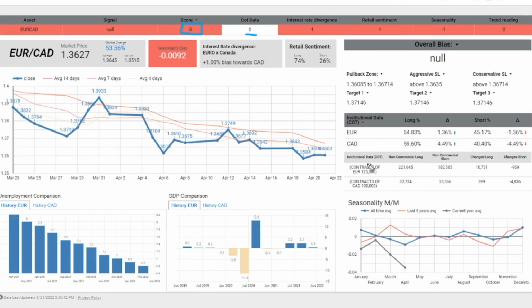Now, if I look at the COT data, there's not too much that gets told here. We're pretty bank on even. So banks and institutions seem to be pretty split on the CAD and the Euro. Not a strong bias there from the Commitment of Traders report.